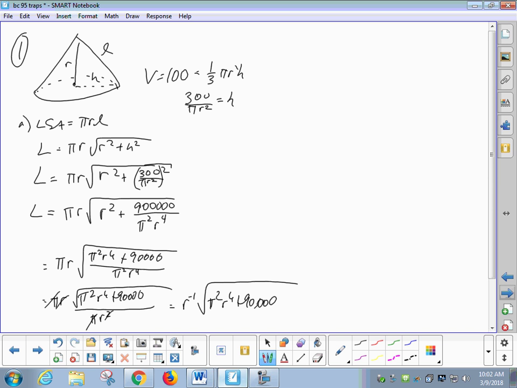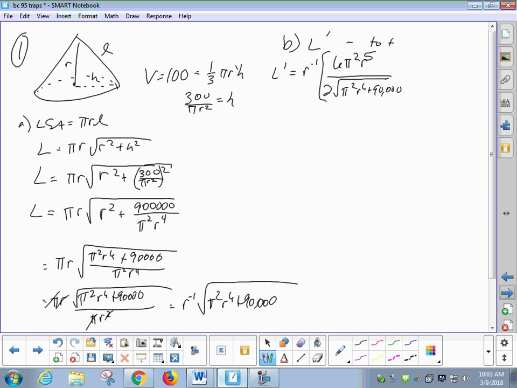Okay, now we're starting. Here comes the hard part. I want to know the minimum surface area. So I want to know where L prime goes negative to positive. So I need to take the derivative on it. So L prime, or dL dr, is, by product rule, first stays the same, and the derivative of that is 1 over 2 roots of that, pi squared r to the 6 plus 90,000, times the derivative of the inside, which is 6 pi squared r to the 5th.